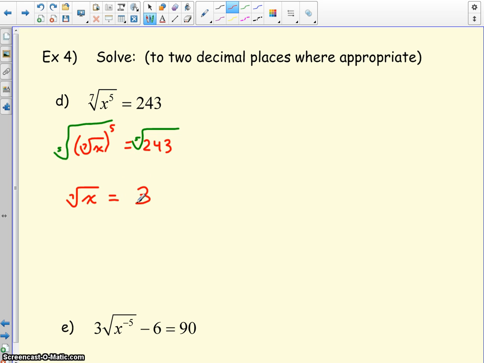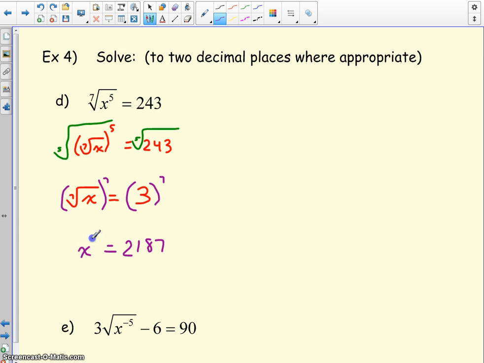So this becomes a much more manageable number to work with, because now what I can do is get rid of that 7th root by taking the 7th exponent of each side. So I'm left on the left side of the equation with x, and on the right side I have 3 to the exponent 7, which gives me 2,187.